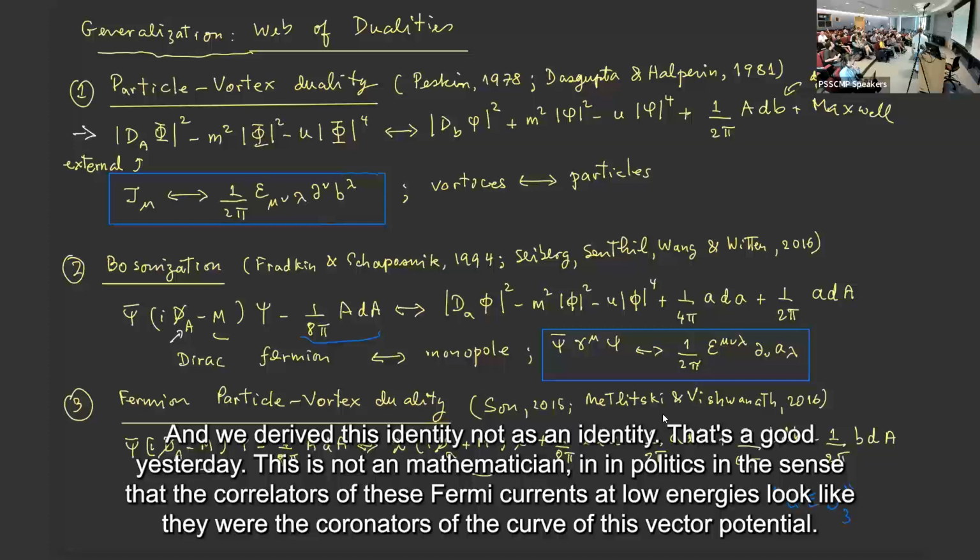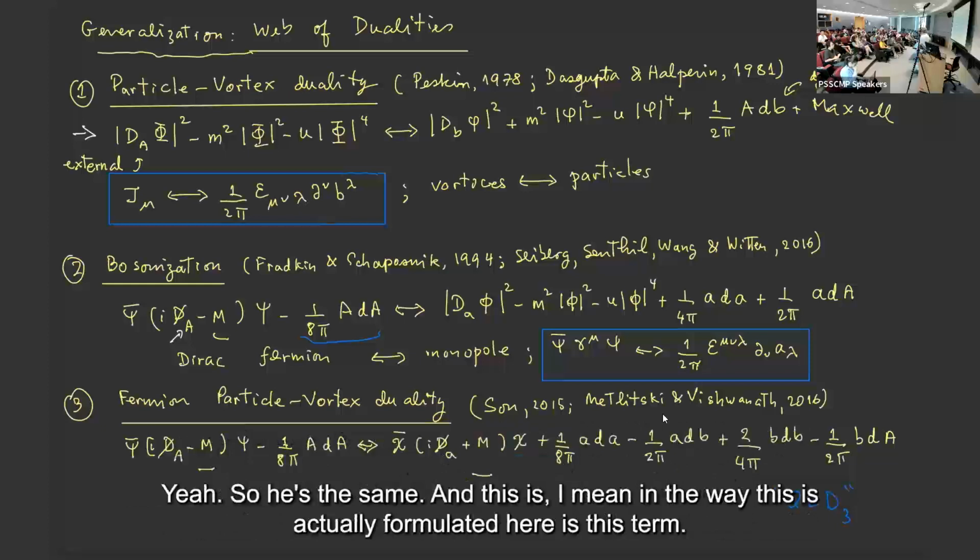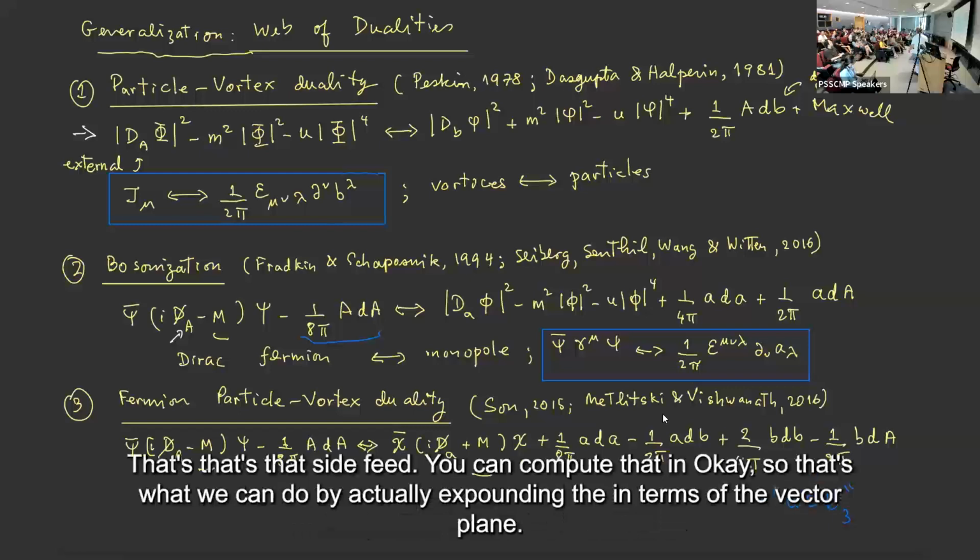And we derived this identity, not as an operator identity like I did yesterday, but in the sense that the correlators of these fermion currents at low energies look like the correlators of the curl of these vector potentials at low distances. So it's the same duality, and in the way it is formulated here, this term does that precisely, but you can compute that in the low energy limit anywhere. Okay? You can do that by expanding the determinant in powers of the vector potential, if you want.